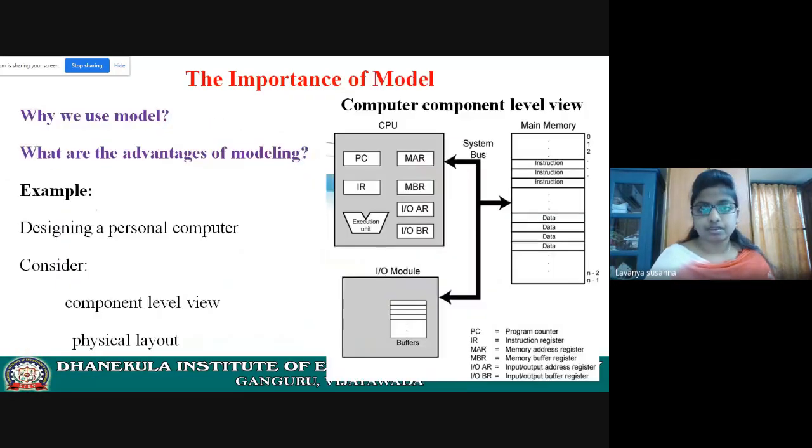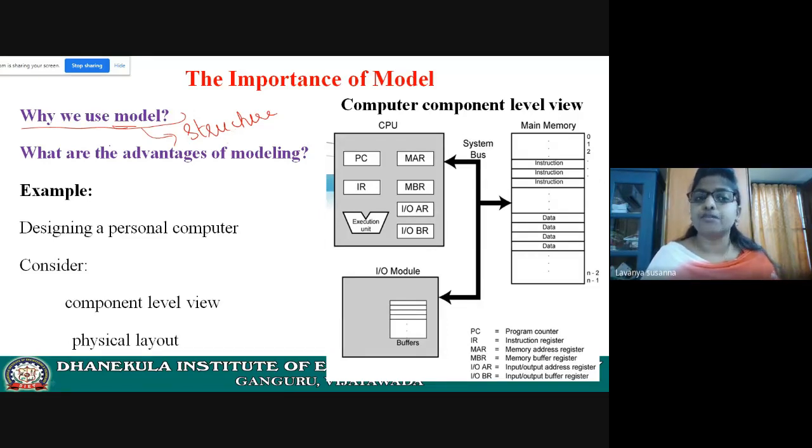Now today's topic is importance of model in designing a complex system. First, you need to know why we use model. So in order to know this, first you need to know what is model. Model is a structure used to express a complex system. Structure is nothing but some diagrammatic representation.